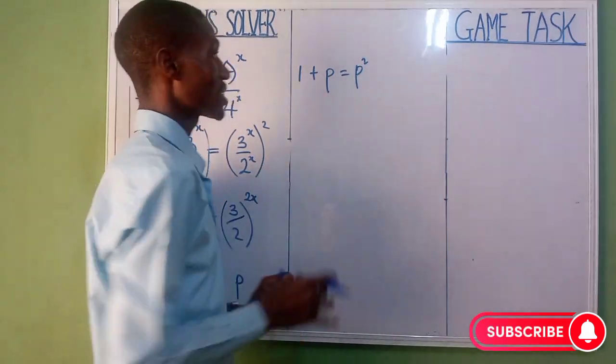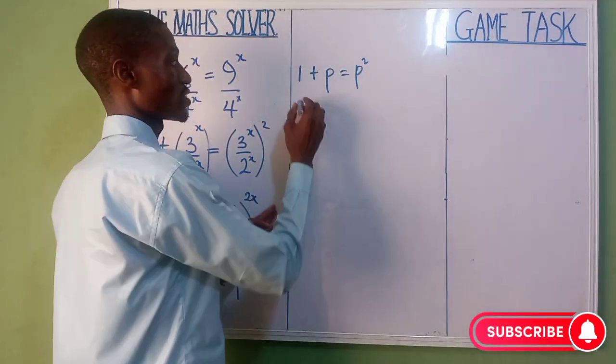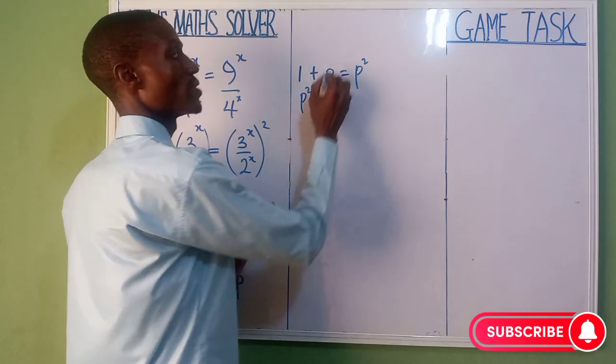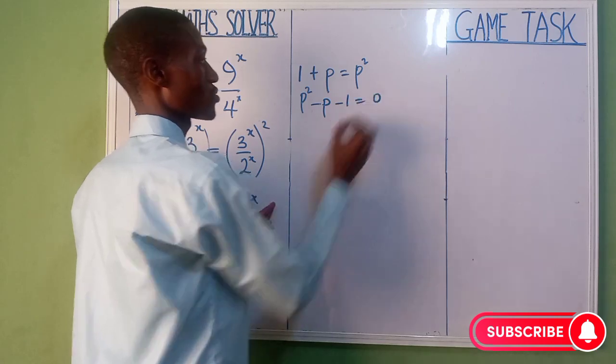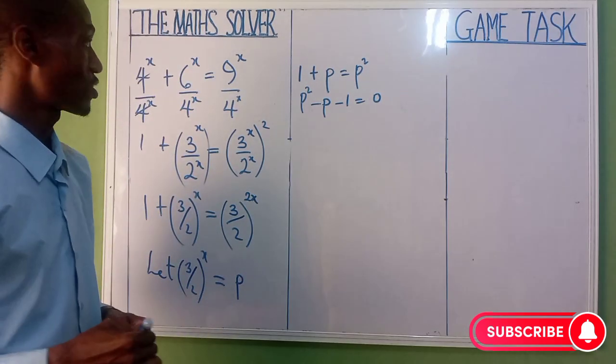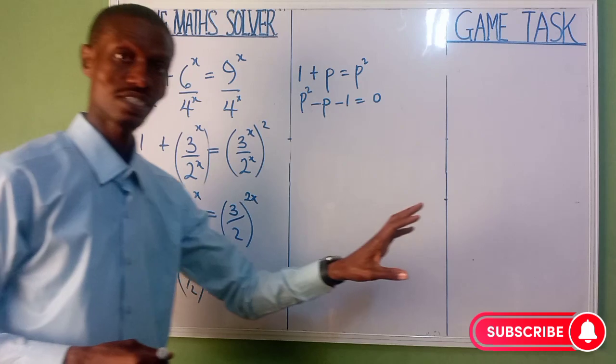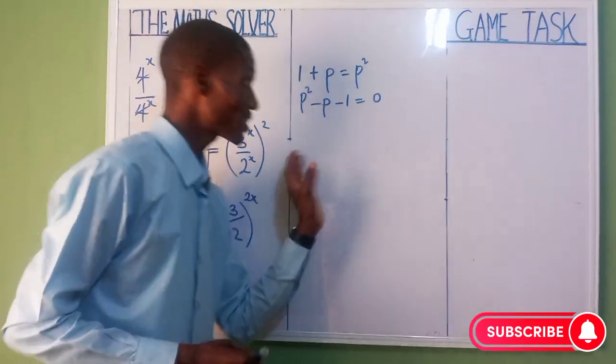Very good. Next thing we are going to do, let's bring everything together. That is p squared, bring this minus p, likewise bring this minus 1, equal to 0. That's quadratic. That's led us to a quadratic equation, as I hope you can see. That's very simple. Let's continue.